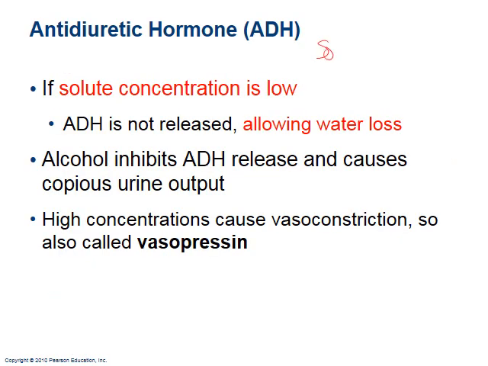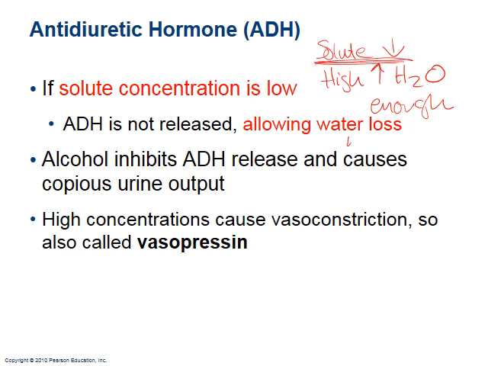So let's see what happens when the solute is low. If you have low solute, that means that in relationship, you have high water. So basically, you have enough water. We do not need to release ADH. We do not need to tell the kidneys to keep every drop of water. We have plenty of water. We have enough. So if your solute concentration is low, you have no firing of neurons.